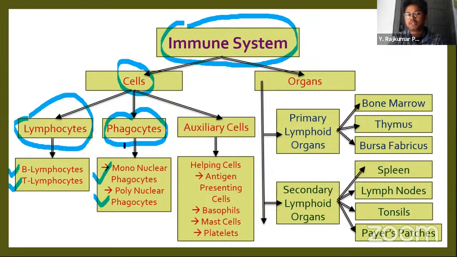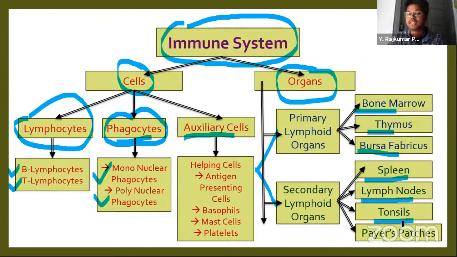Today we are going to learn about phagocytes and auxiliary cells, and also about different organs of the immune system. Immune system means nothing but a group of organs coordinated together and carrying out a function. Here in the immune system, we studied the cells, and we will study different organs also. There are lymphoid organs in the immune system, classified into two types: primary lymphoid organs and secondary lymphoid organs. In the primary lymphoid organs, we study the bone marrow, thymus and bursa of Fabricius. In the secondary lymphoid organs, we study the spleen, lymph nodes, tonsils and Peyer's patches. We will be learning about their location, function and structure. Let's see.